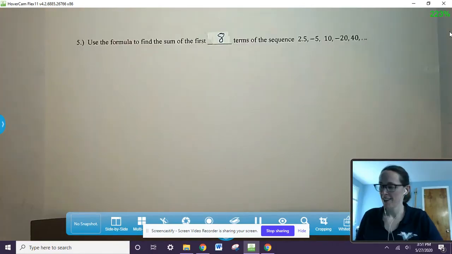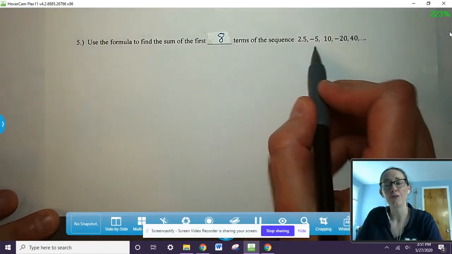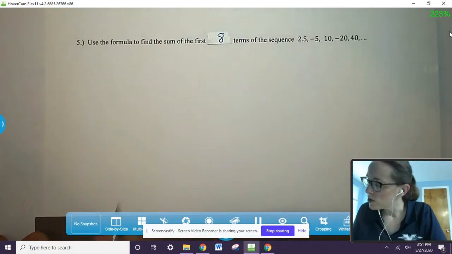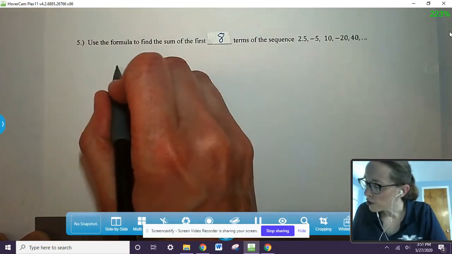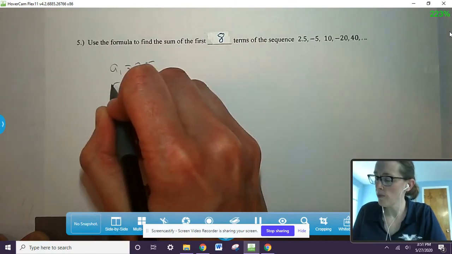2 more to go. So here's our next one. We want to find the sum of the first 8 terms of this sequence. That should also look familiar. We worked with this one earlier. So we'll need the first term. We'll need the common ratio. We established earlier that that's -2.